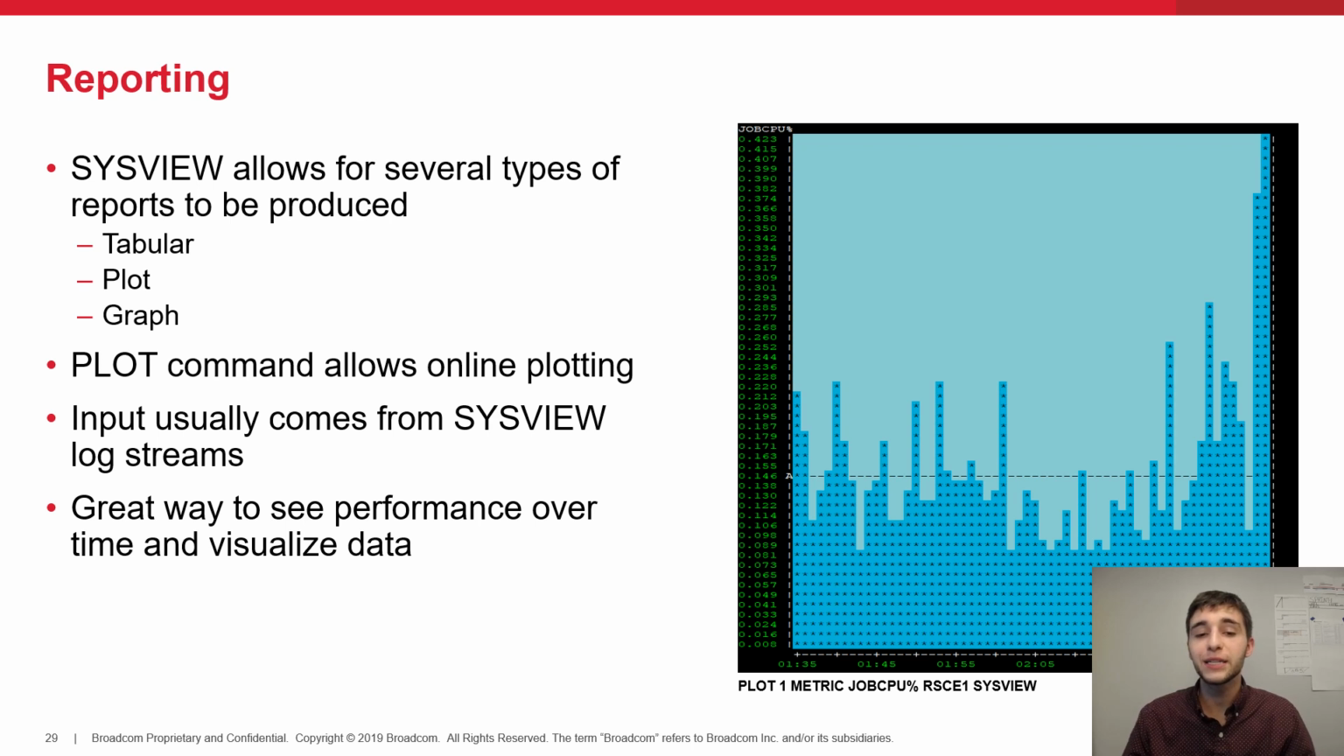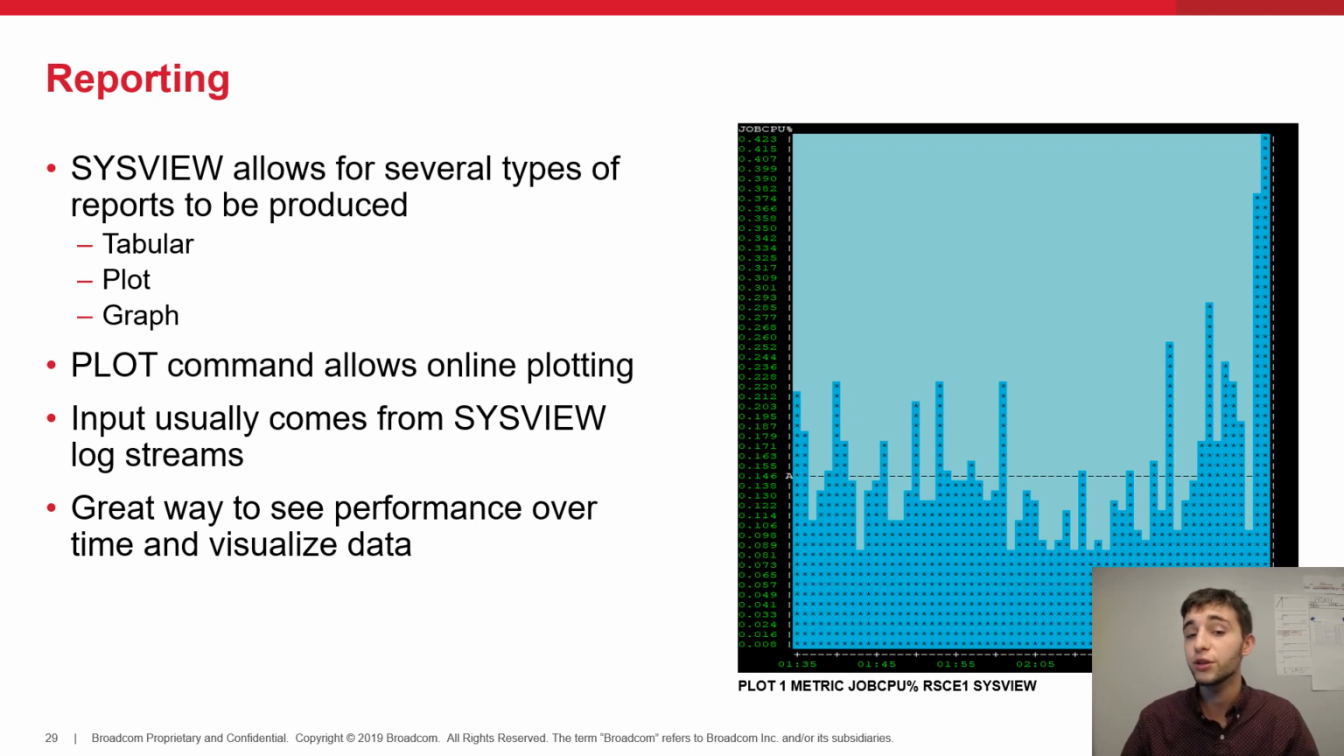When dealing with data, sometimes you want to get a historical view to see how your system has been performing over time, or maybe even get a visual representation to make it easier to comprehend. To allow for these common practices, SYSVIEW has reporting capabilities. SYSVIEW can work either with Report Writer or EasyTrieve to produce tabular, plot, or graph reports. The input for these reports normally comes from SYSVIEW log streams. Also available from within SYSVIEW is the plot command. The plot command allows you to plot a given metric over the past hour. This is a great way to quickly see how certain areas of your system are performing.